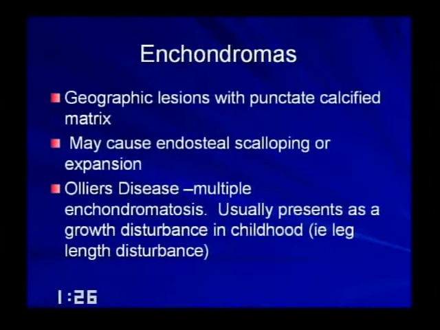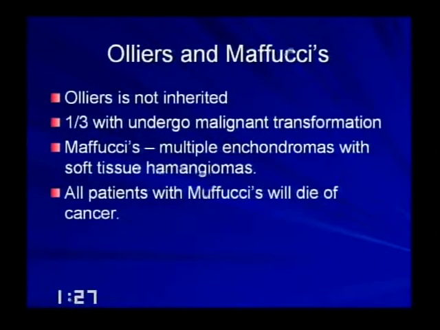Geographic lesions, punctate calcifications. In the small tubular bones, they can be somewhat expansile. That's okay, but they shouldn't break through the cortex. And there's a syndrome of multiple enchondromatosis, Ollier's disease. They usually present with a growth disturbance, especially if it's in the lower extremity. Again, they really shouldn't be symptomatic unless they fracture or undergo malignant transformation. It's not inherited.